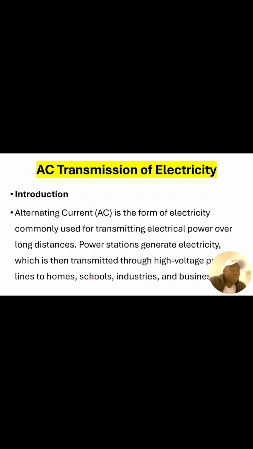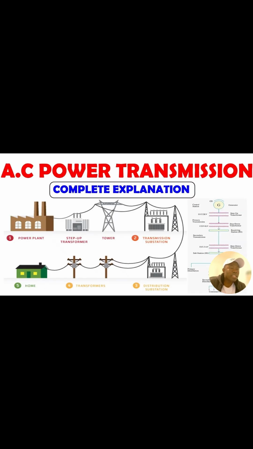And why does this happen? Now let's have a look at a sample example of how this happens. This may be from a power plant. You can see the diagram. This is a power plant. This is a step-up transformer. Step-up means it raises the voltage, maybe to about 1,000 watts.